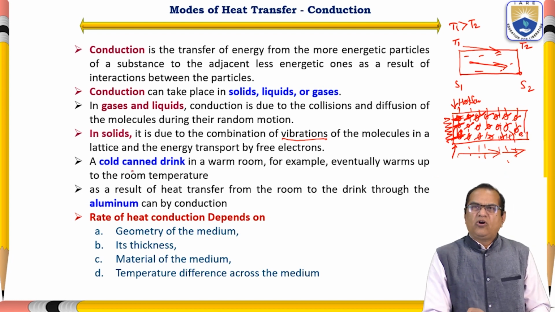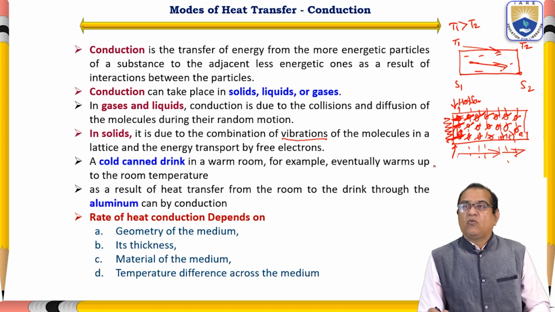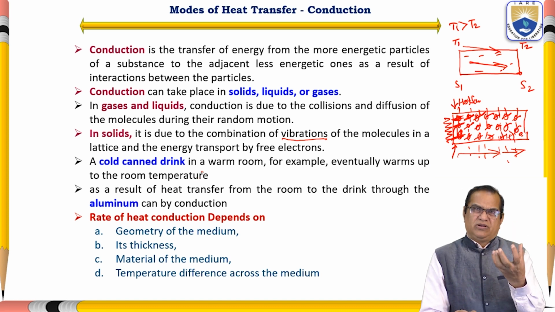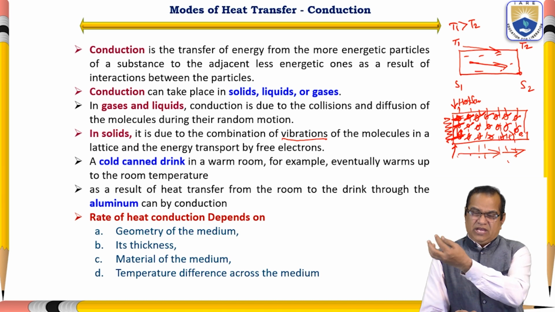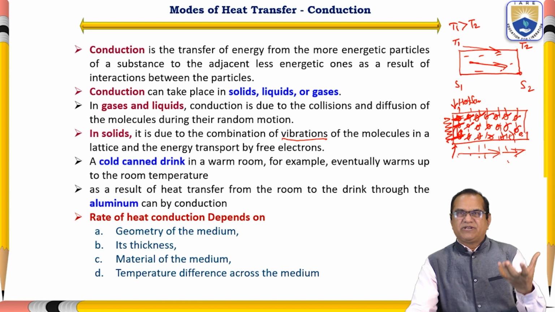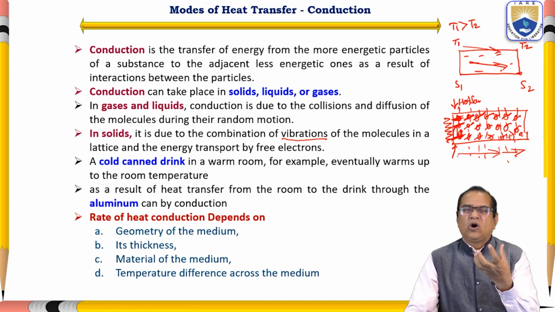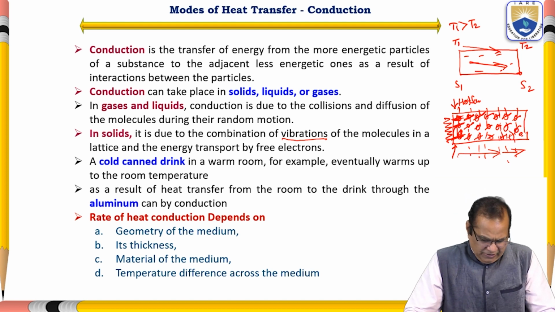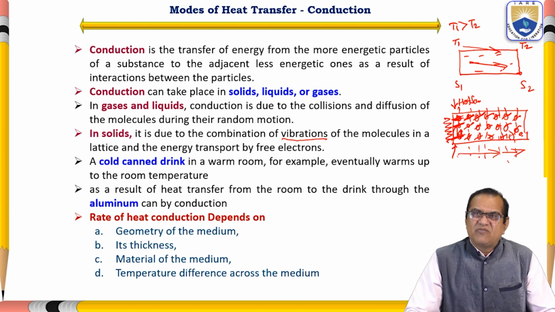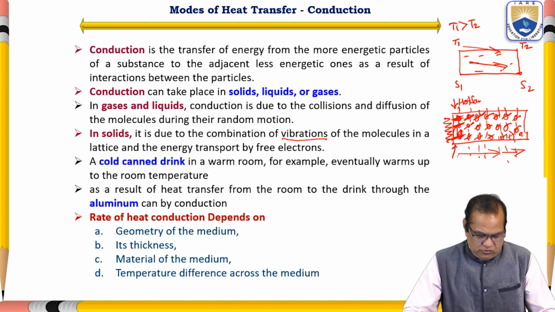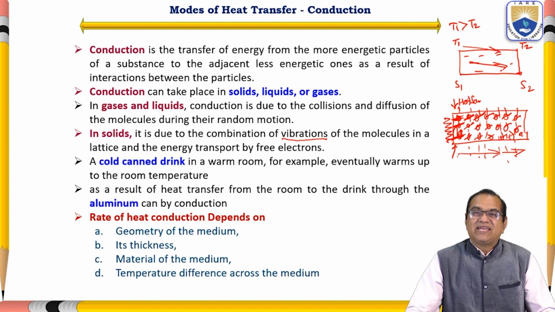A cold can drink in a warm room, if you put it there, for example, eventually warms up to the room temperature. If you take a cold drink bottle, remove it from the fridge and keep it on a surface, after some time the cold drink inside will reach the same temperature as the room temperature. This is a result of heat transfer from the room to the drink through the aluminum can by conduction.